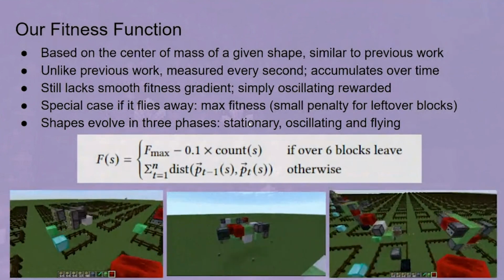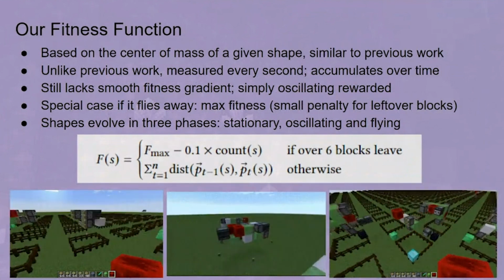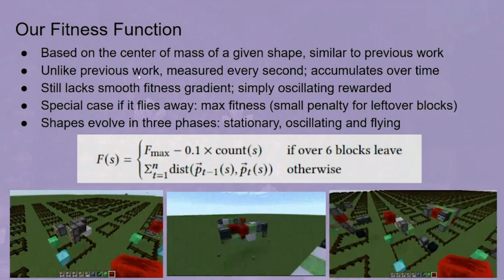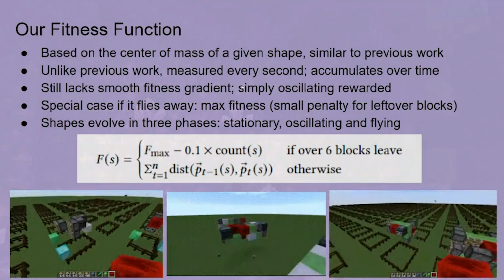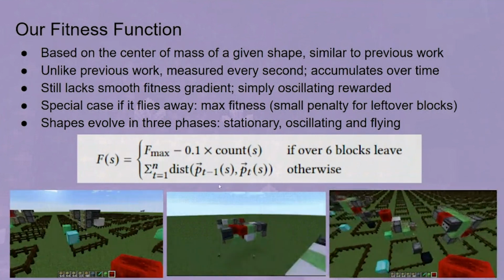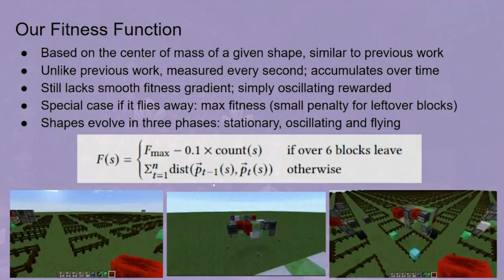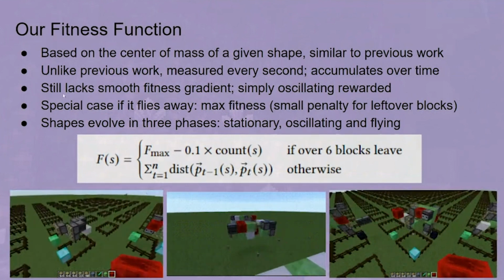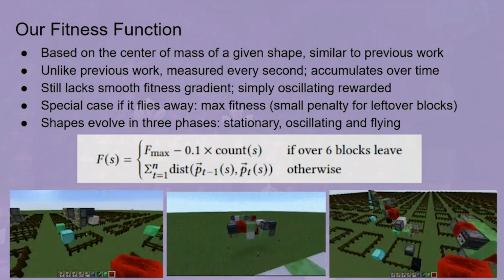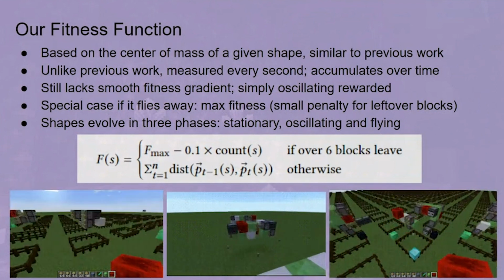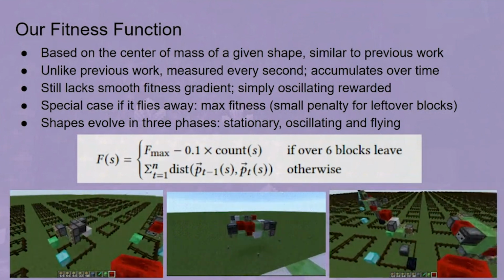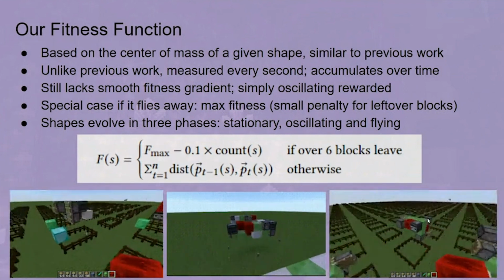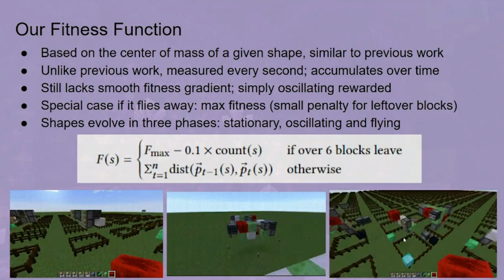And so from that fitness function that we saw previously, we made tweaks to it in order to improve upon it. Instead of measuring the change in center of mass every few seconds, we measured it every second, and we accumulated this over time, as we can see here in this function right here. It's taking the displacement of the center of mass from one time to another of our shape S. Because of the way that we were accumulating it over time, it lacked a smooth fitness gradient because we were rewarding based on oscillation. There was also a special case for our successful flying machines, which were awarded the max fitness.